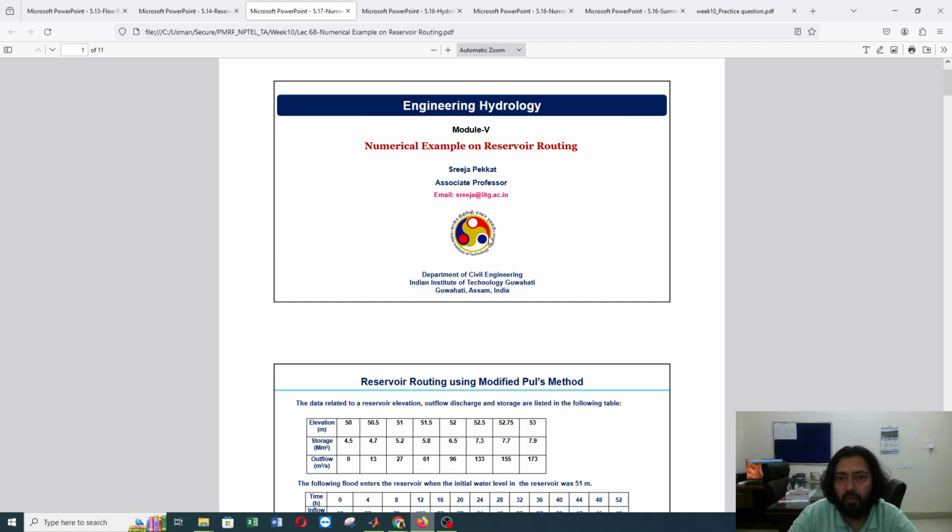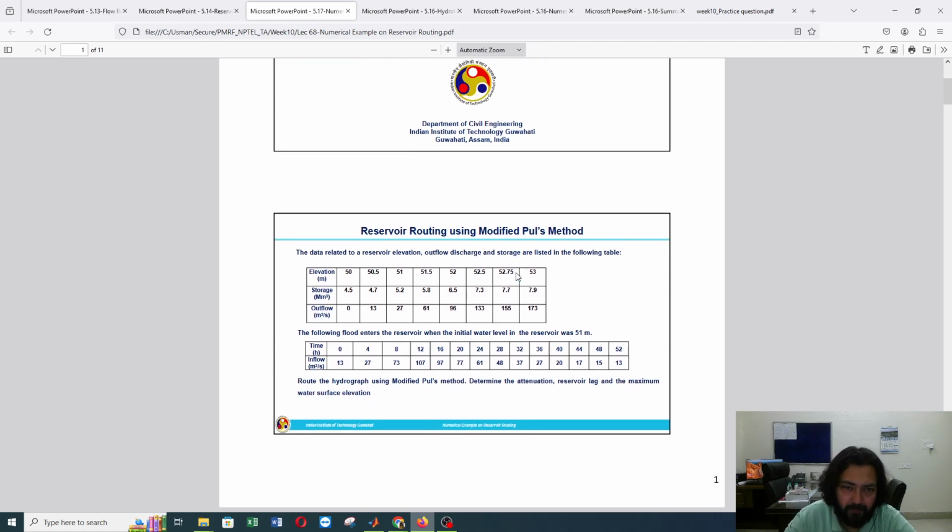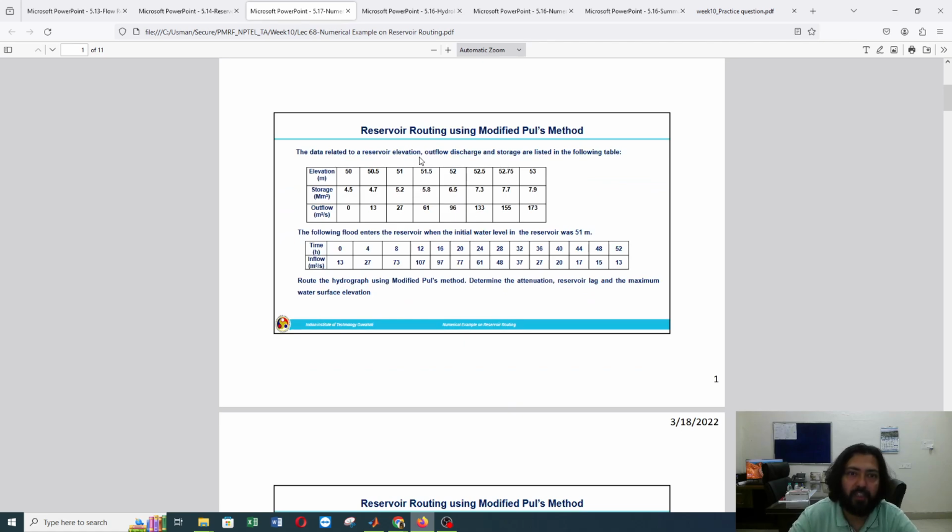So now that we have studied reservoir routing and we have also studied channel routing, let us see numericals based on both, that is, reservoir routing as well as channel routing. The first numerical that we are going to see here is based on reservoir routing using the modified Puls method. We have seen the steps that we have to follow in order to calculate the outflow characteristics of a downstream hydrograph, right?